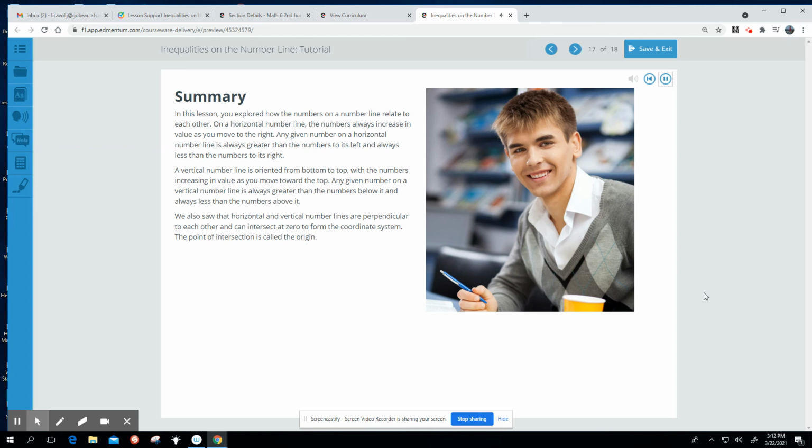A vertical number line is oriented from bottom to top, with the numbers increasing in value as you move toward the top. Any given number on a vertical number line is always greater than the numbers below it and always less than the numbers above it. We also saw that horizontal and vertical number lines are perpendicular to each other and can intersect at 0 to form the coordinate system. The point of intersection is called the origin.